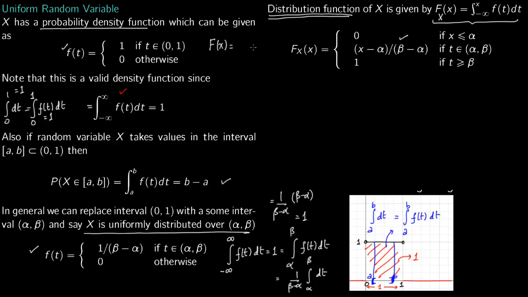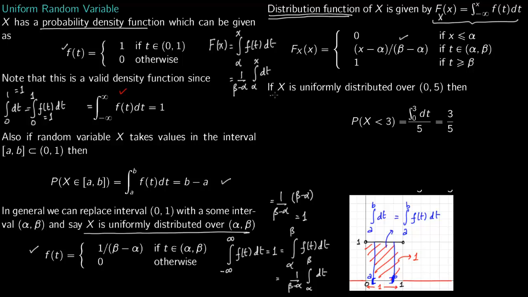F of x is integral of alpha to x f of t dt. Now we are talking about t lying in the interval alpha to beta. There f of t is 1 over beta minus alpha, so this becomes 1 over beta minus alpha, which will come outside. I'm taking f of t outside, and you have integral from alpha to x dt. If you integrate this, you get x minus alpha divided by beta minus alpha. And obviously if x is greater than or equal to beta, you get 1.